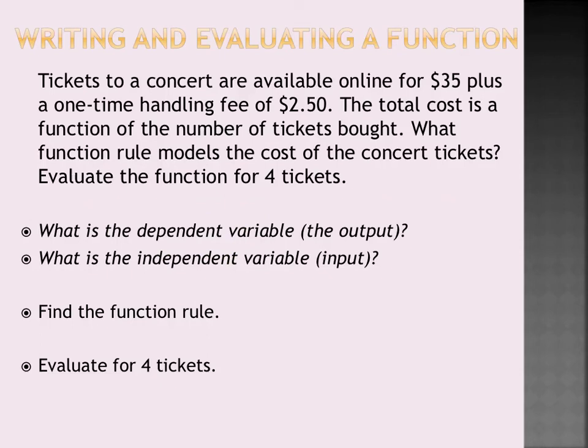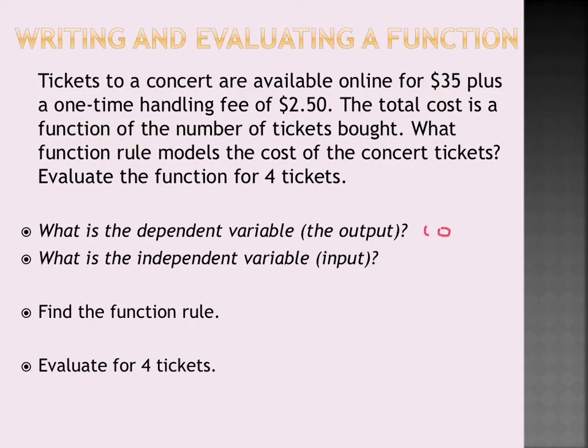So tickets to a concert are available online for $35 plus a one-time handling fee of $2.50. The total cost is a function of the number of tickets bought. So cost is a function of the number of tickets. The cost is dependent upon how many tickets you buy. What function rule models the cost of the concert tickets? So in the problem it says cost is a function of the number of tickets. So our cost is going to depend on the number of tickets we sell.